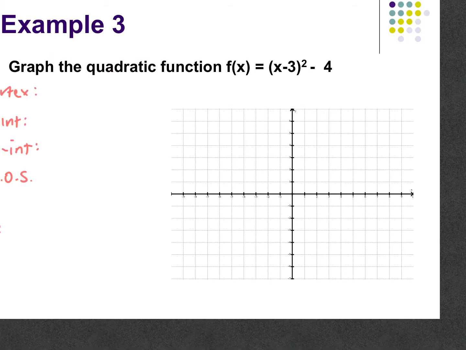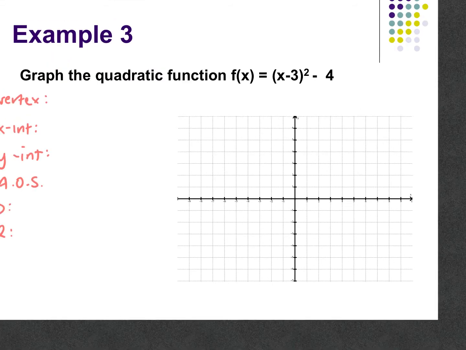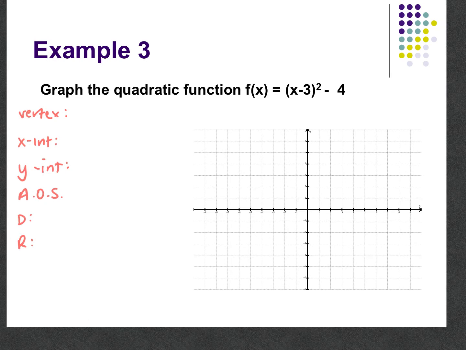All right, we ready? If you're close, I'm going to stop you, even if you're close, because I'm going to go over it. Okay, so vertex is what? 3, -4. So important you change that sign. You screw that up, everything gets messed up. So you have to be really, really careful.